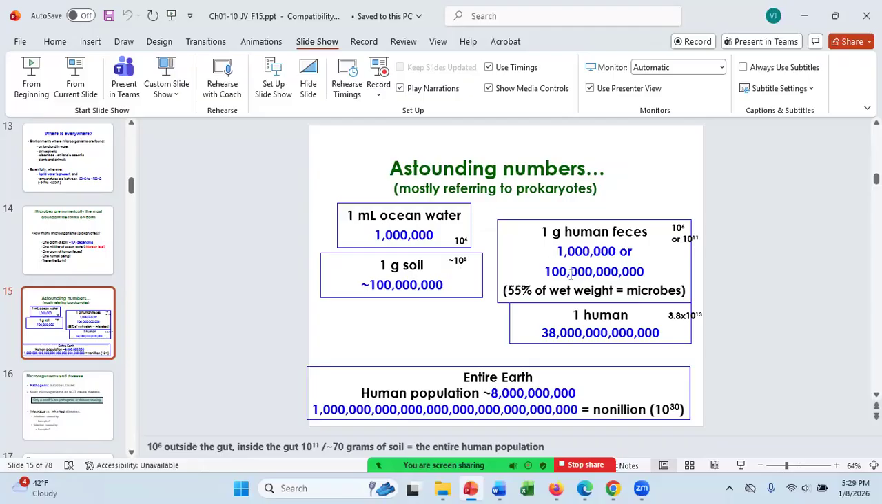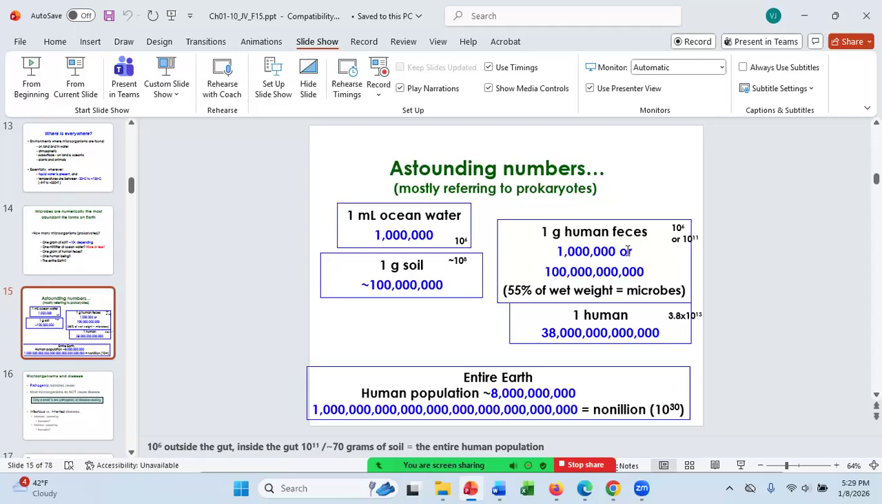Well, let's talk about wet human feces. You'll have about 1 times 10 to the 11th cells per gram of human feces. About 50% of the wet weight of that human feces is actually from microbes. I don't know if it's counting water. It probably is, because the cell has water in it too.